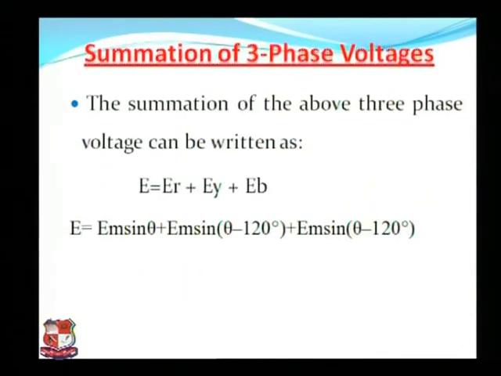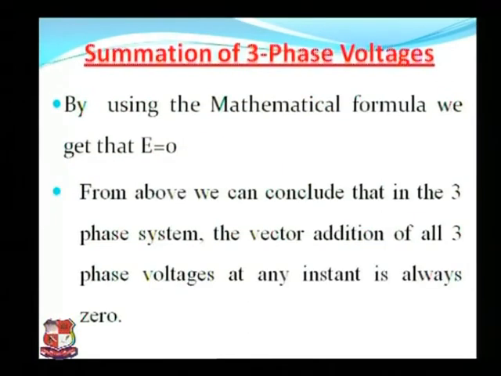Now the summation of these 3 voltages, E equals ER plus EY plus EB, where ER equals EM sin theta, EY equals EM sin theta minus 120. Substituting the values of ER, EY and EB into the equation of E, and using the mathematical formula, we find that the overall voltage of the 3-phase circuit is E equals 0. So from above we can conclude that in the 3-phase system, the vector addition of all the 3-phase voltages at any instant is always 0, and that is one of the biggest and most powerful advantages of the 3-phase circuit.